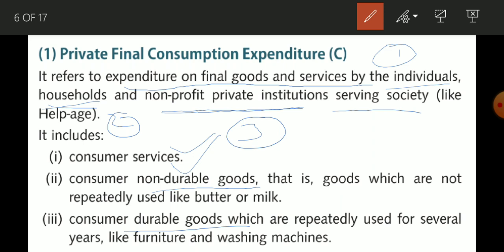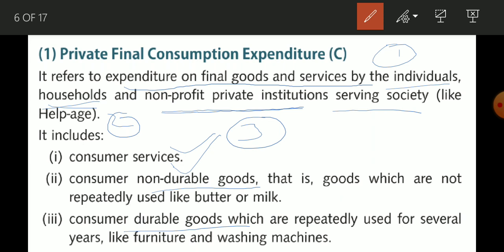Consumer non-durable goods are the goods which are used up in just one go, like LPG cylinder, milk, sweets, fruits, vegetables. Now, consumer durable goods means the goods which we are able to use again and again for more than 1 year. So these are considered as durable goods, like washing machine, your TV, bike. These are considered as consumer durable goods.